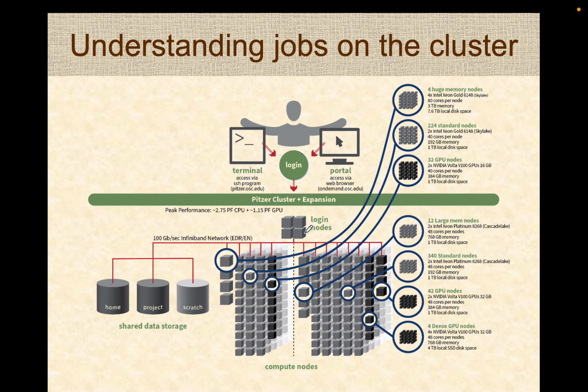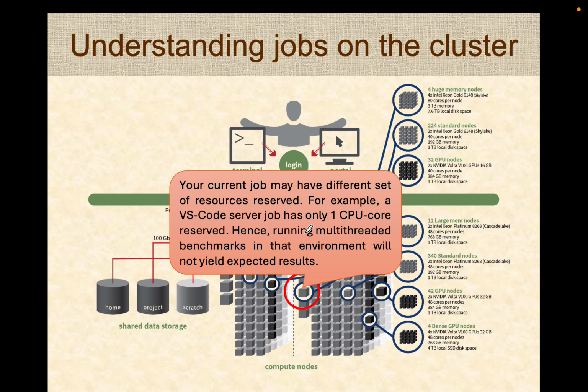Let's understand how the jobs work on the cluster. Typically, when you start working on a cluster, either you'll be on a login node or you might be running on a compute node as part of your VS Code jobs. So keep in mind, when you start a VS Code job, the current job may have a different set of resources. So typically VS Code jobs will run with just 1 CPU core.